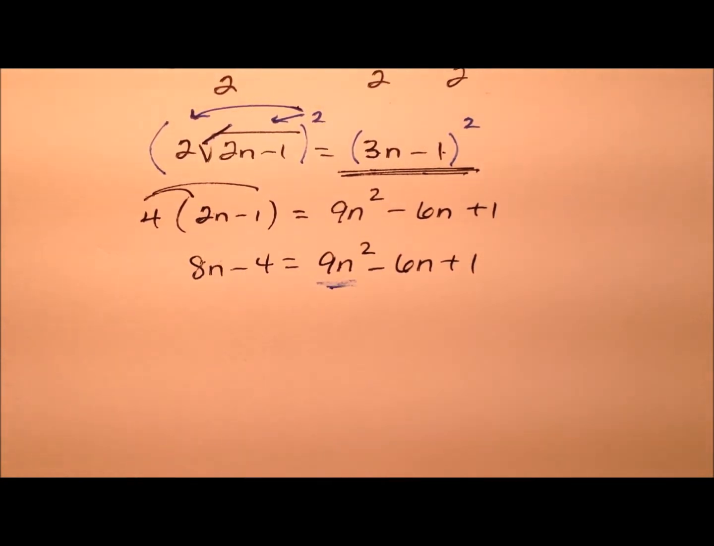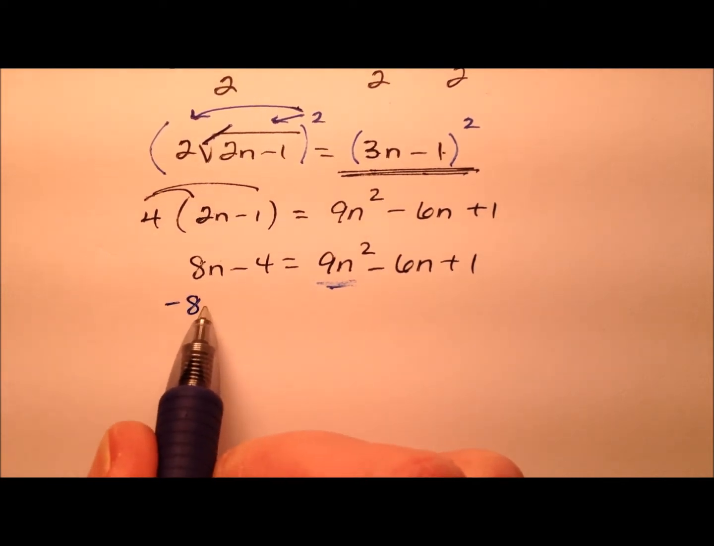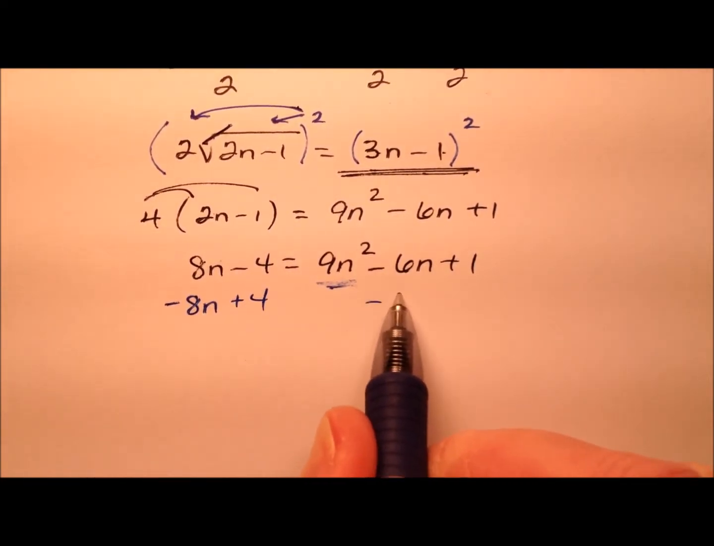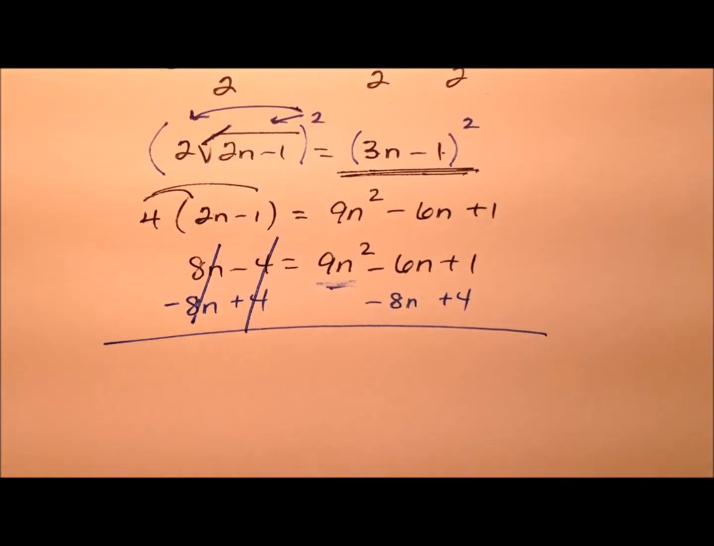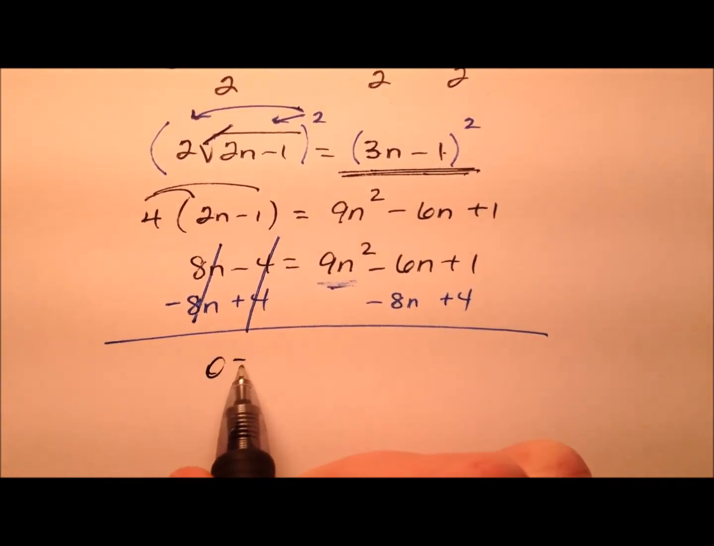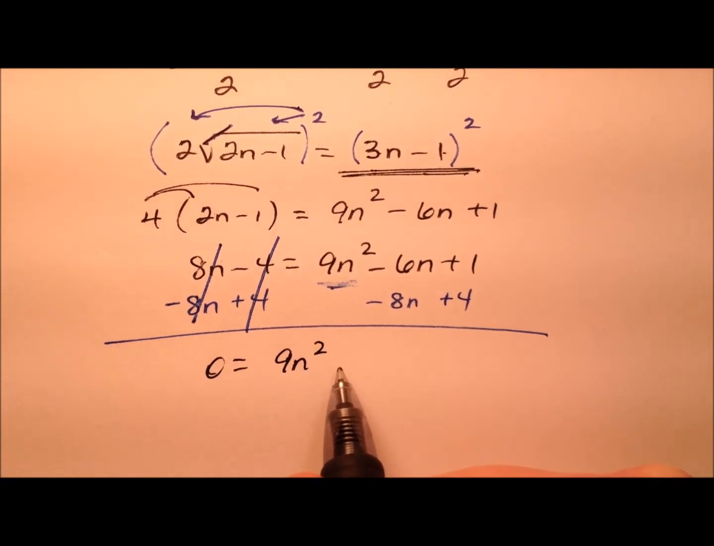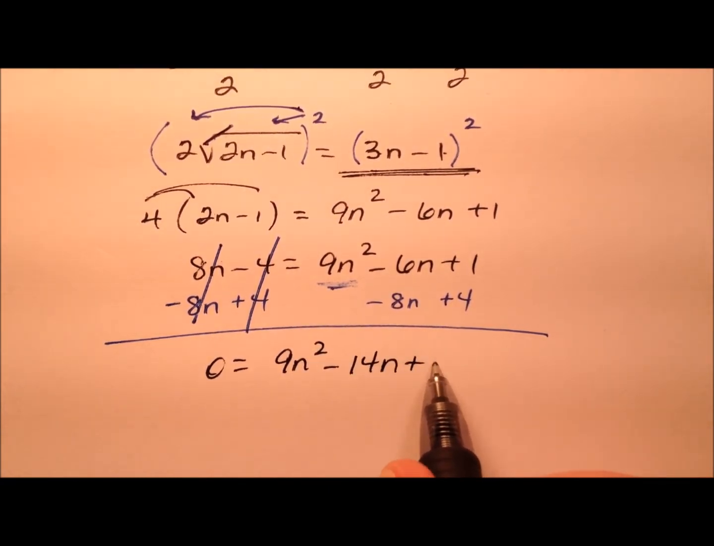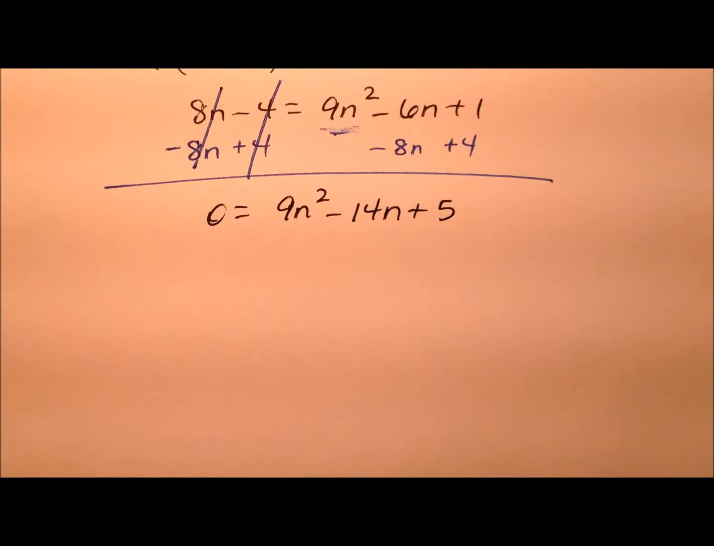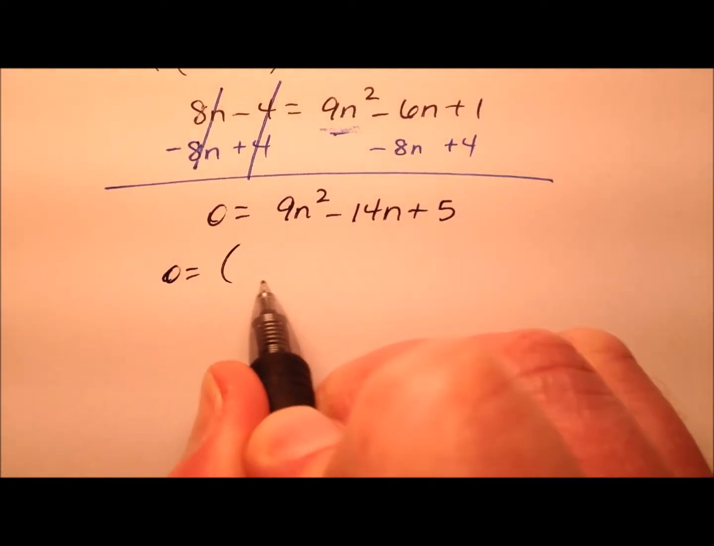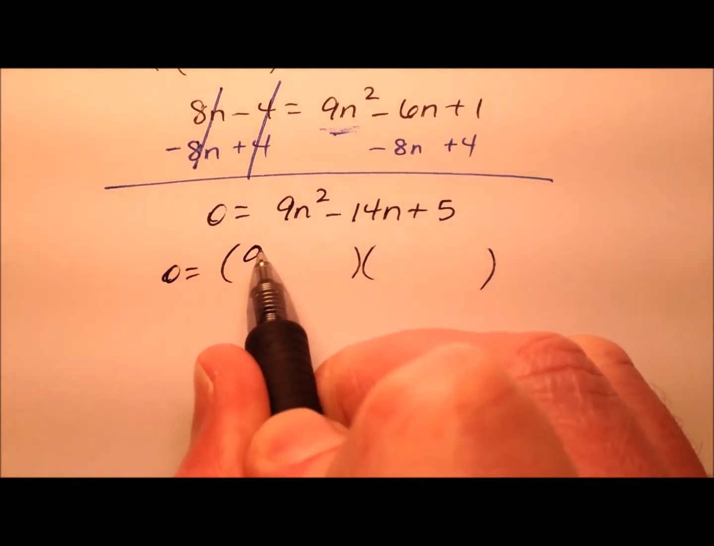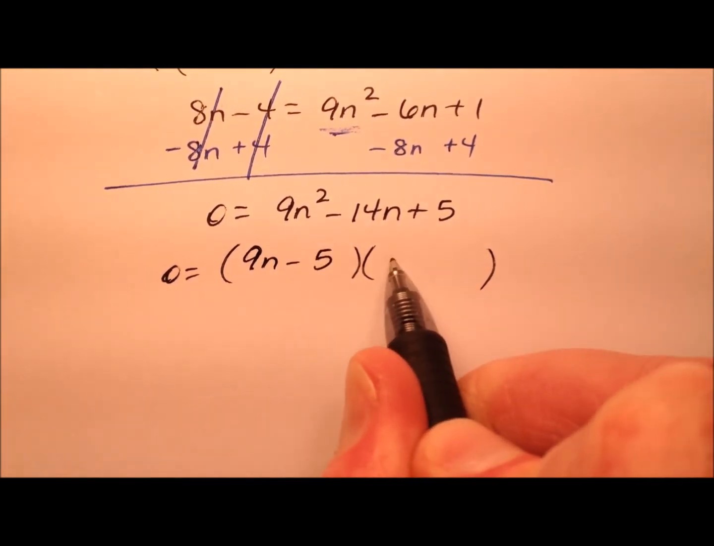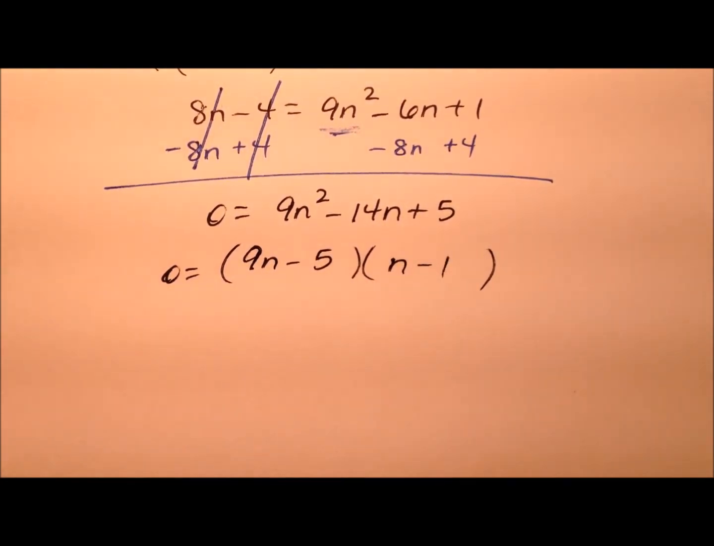So let's move all these terms over. We'll subtract 8n and add 4, subtract 8n and add 4. All of that cancels, and we have 0 equals, and it looks like a nice quadratic equation here. It looks like this will factor nicely as well. It looks like 9n minus 5 and then n minus 1.